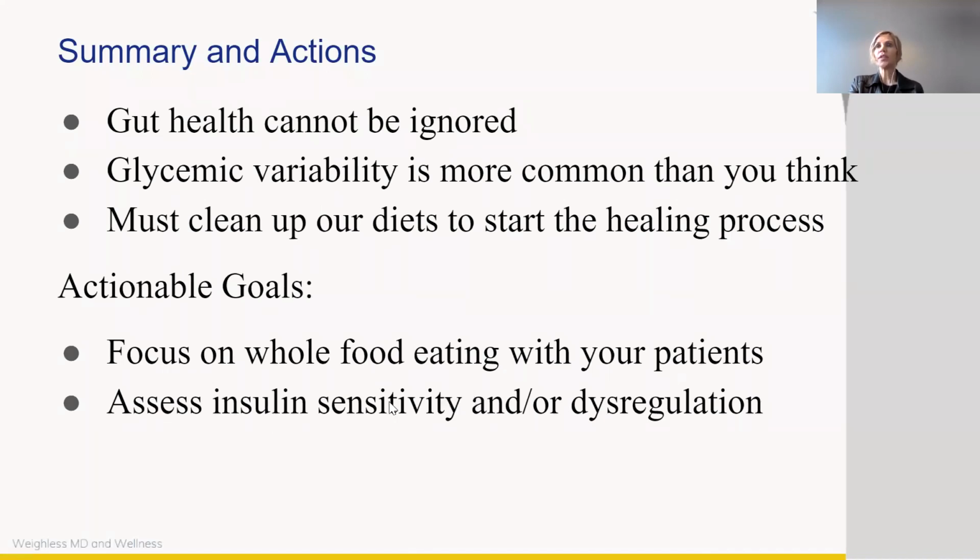So to summarize this presentation, I actually had to divide this presentation into two. So I'm going to be continuing part 2 of multifactorial weight loss. But the summary is that the gut health cannot be ignored. Glycemic variability is more common than you would think. We must clean up our diets to start the healing process. That is most foundational because chasing other things without starting with the diet is really not going to get you very far. So a couple things that you can do today.